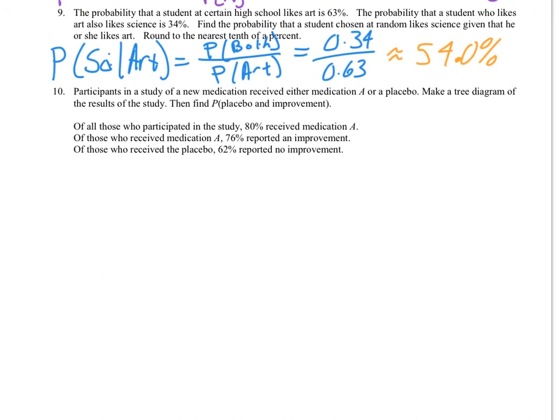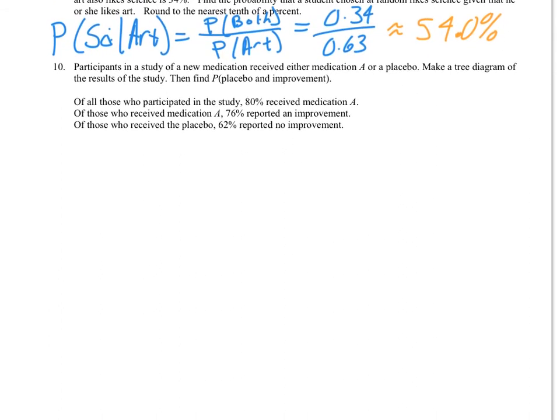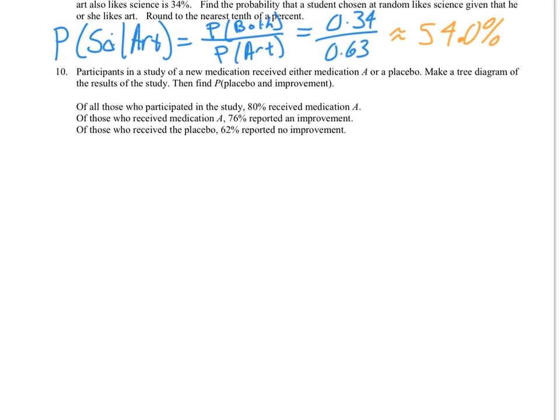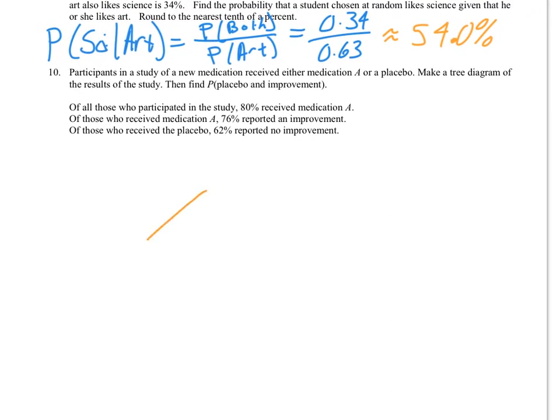And number 10, we've got our question. This is going to be where we need to make a tree diagram. We've got participants in the study of a new medication received either medication A or a placebo. Make a tree diagram of the results, then find the probability that the patient got the placebo and they felt like there was improvement. So of all those who participated, 80% received medication A. Whoops. Get my marker going here. So the ones that got A, that was 80%. That means 20% got the placebo.